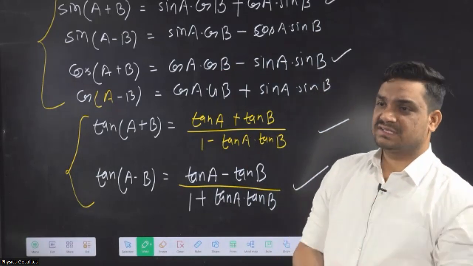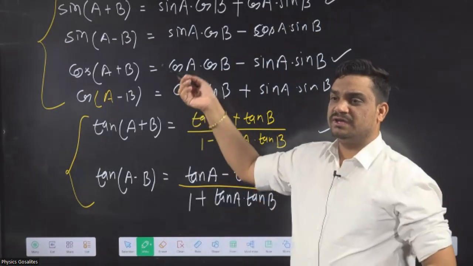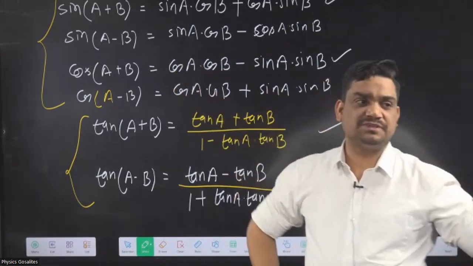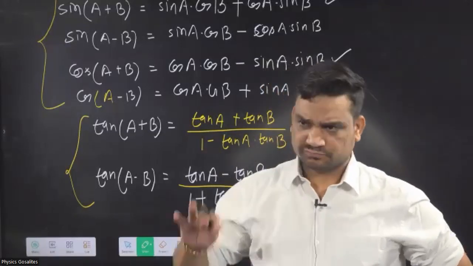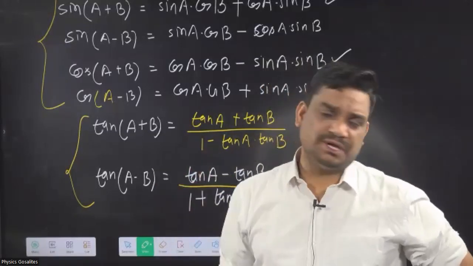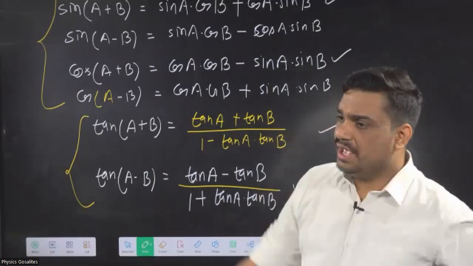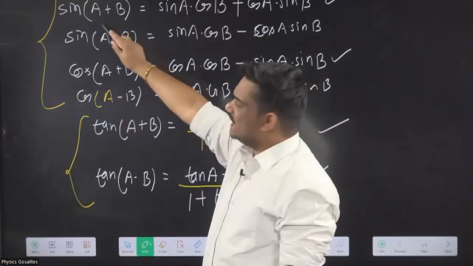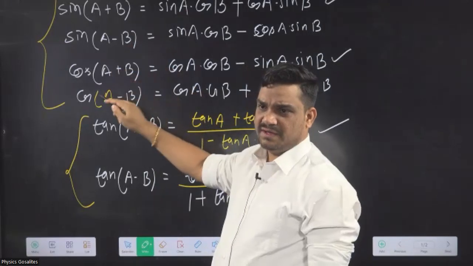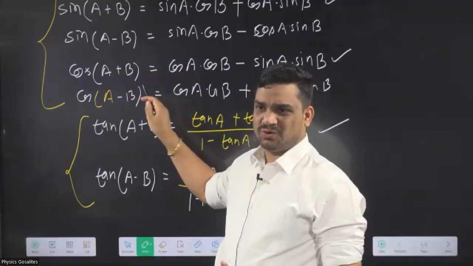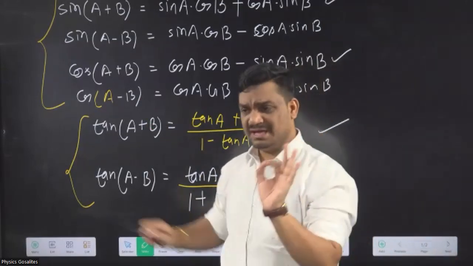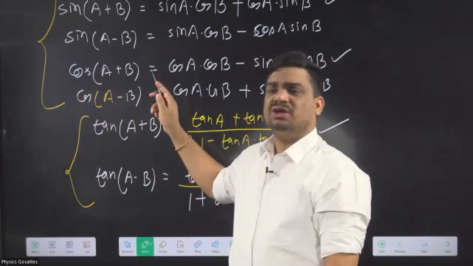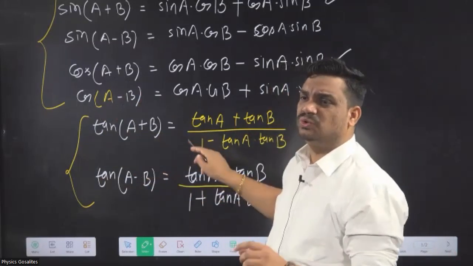Yesterday I told you one use of this that we will use in physics: the sine 2 theta formula. You remember? I also told sine 2 theta. If I put A and A here, we can find cos 2A. When A equals B, then we can say cos 2 theta, and the same way we can write tan 2 theta also.